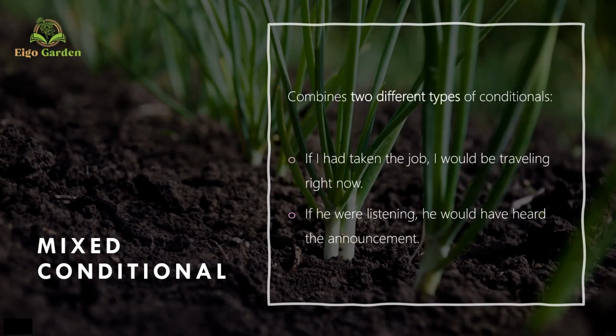Now, let's look at more complex forms. Mixed conditionals combine two different types of conditionals, often mixing time references. For example, if I had taken the job, I would be traveling right now. It reflects on a past decision that affects the present.